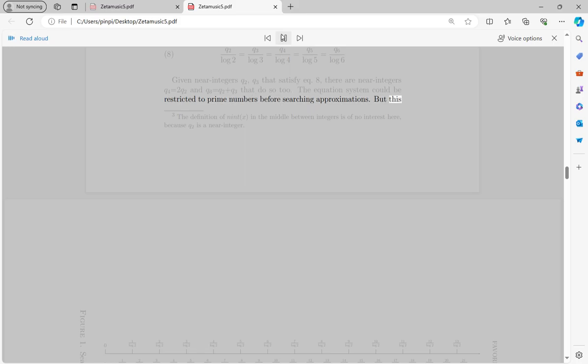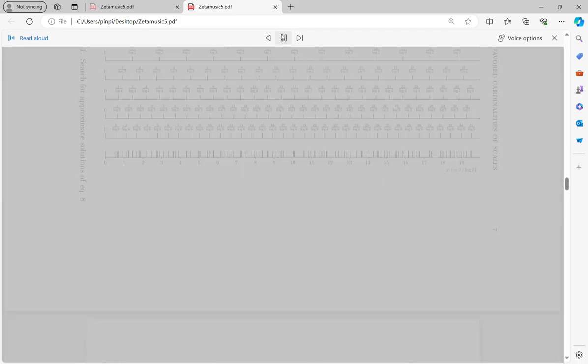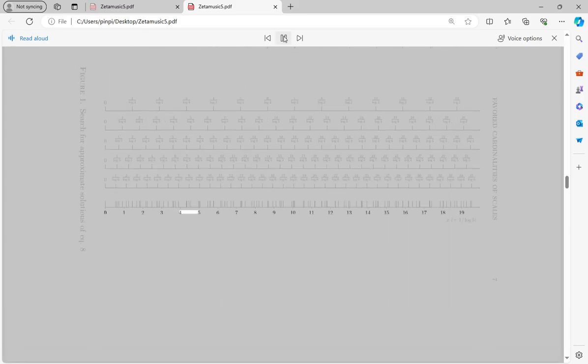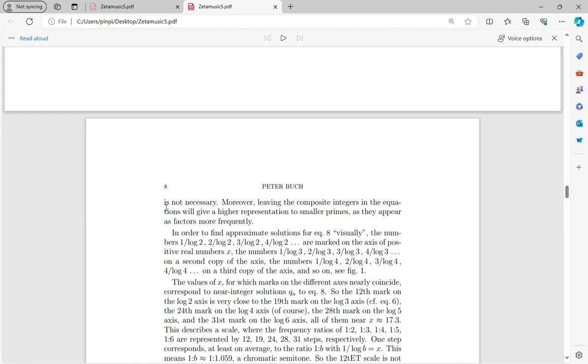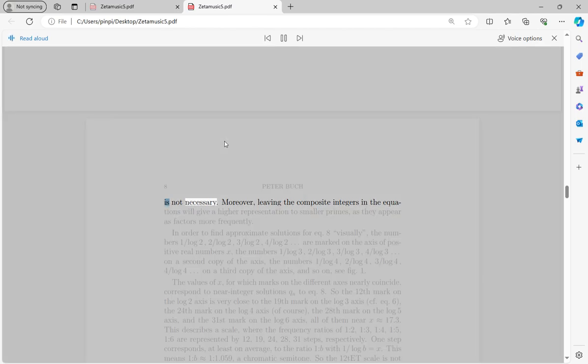But this is not necessary. The definition of nth x in the middle between integers is of no interest here, because q2 is a near integer. Moreover, leaving the composite integers in the equations will give a higher representation to smaller primes, as they appear as factors more frequently.